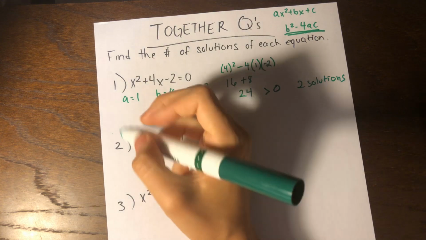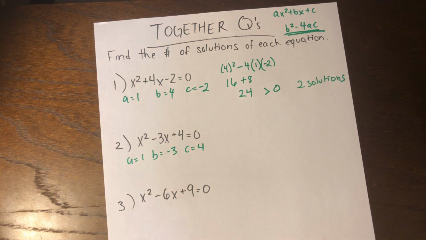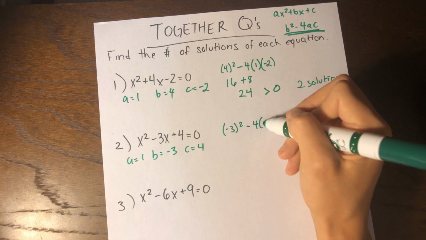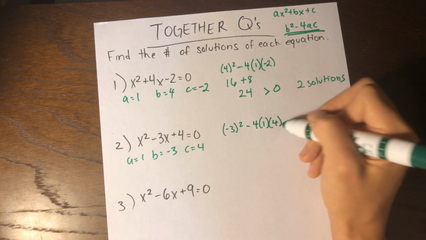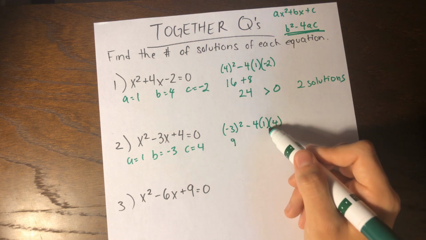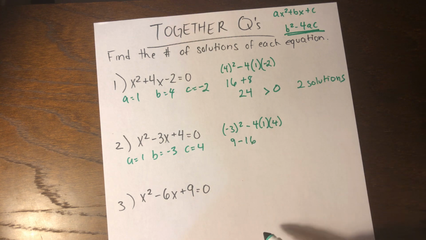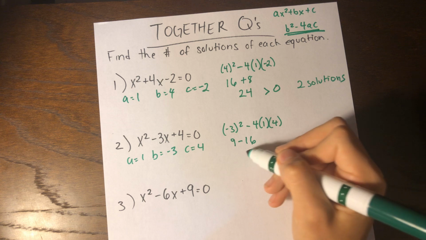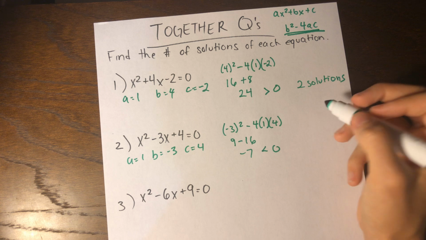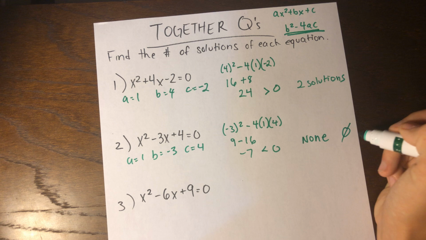Okay, so the next one, my A is 1, B is negative 3, C is positive 4. So it's b squared, so negative 3 squared, minus 4 times A, which is 1, times C, which is 4. Negative 3 squared is 9. 4 times 1 is 4, times 4, which is 16, so minus 16. So 9 minus 16 gives me a negative 7. This is less than 0. So when we have less than 0, there's no solutions. None. Or you can write no solutions.